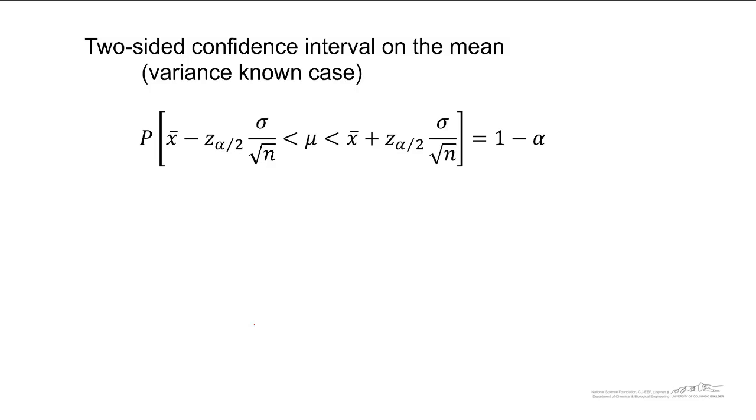These confidence intervals don't have to be 95%. We could do 98% confidence intervals. We could do 90% confidence intervals, 99, and so on. So you can tune or choose what alpha is.